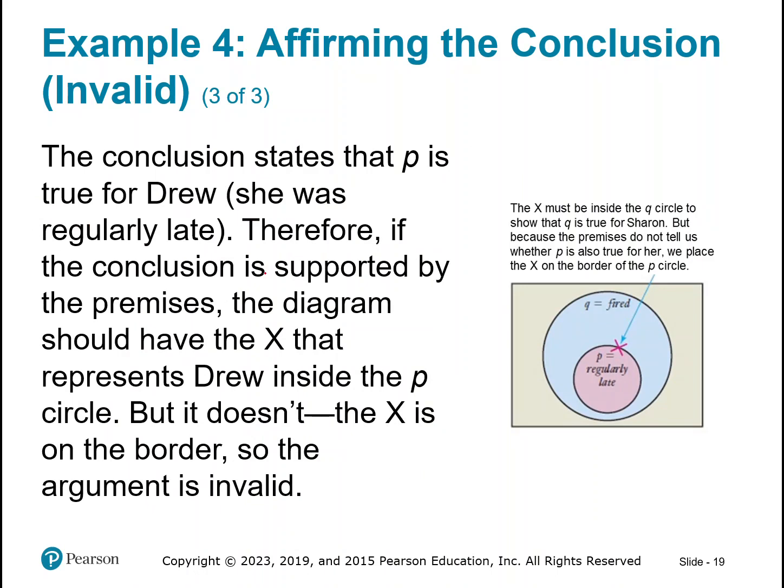Well, that's all I'm saying. From one slide to the next, look, things change, whatever. The conclusion states that P is true for Drew. She was regularly late. Therefore, if the conclusion is supported by the premises, the diagram should have the X that represents Drew inside the P circle, but it doesn't. It's on the border, so the argument is invalid.